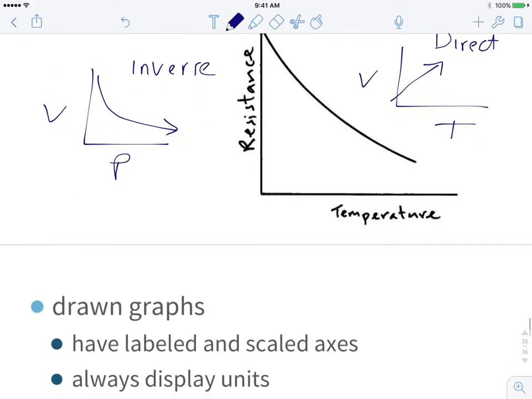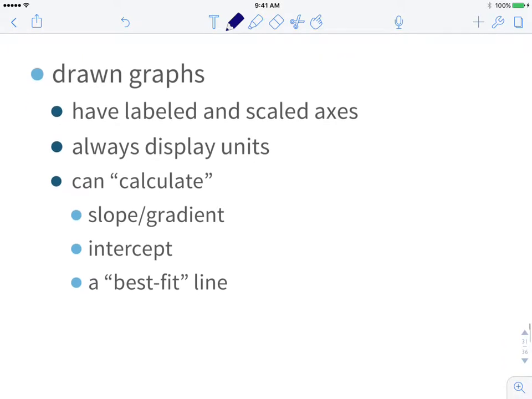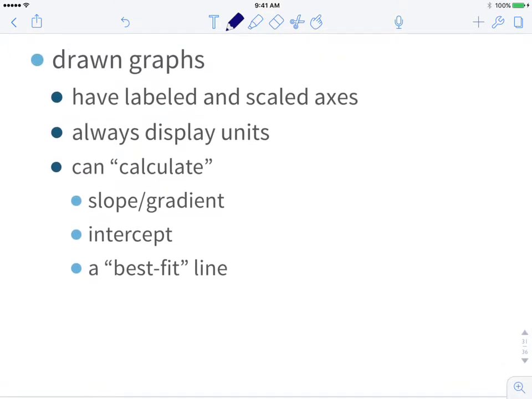Now, when we do a graph where we actually look at data, we're going to put in all this detail. This is the stuff that you really should be looking at. Do I have my axes labeled? Do I have a title? That isn't here, but we should put that in. Because if I don't have a title for the graph, then what's the point? Did I display the units? And with this drawn graph, I should be able to calculate the slope, the y-intercept, the best fit line.